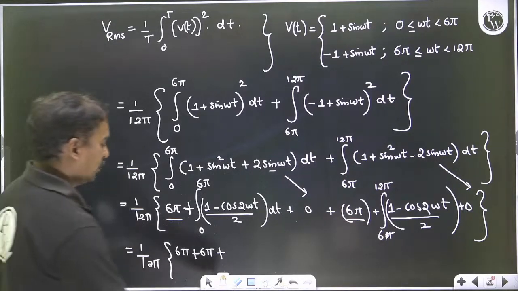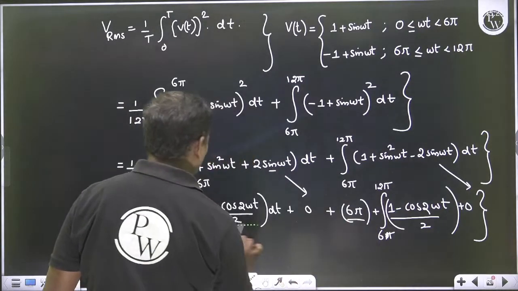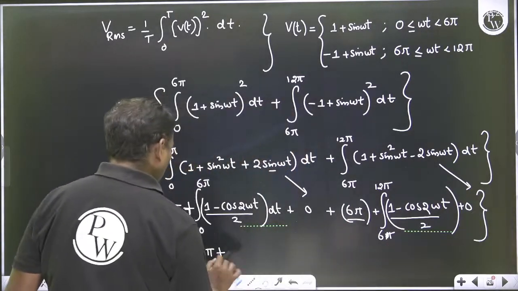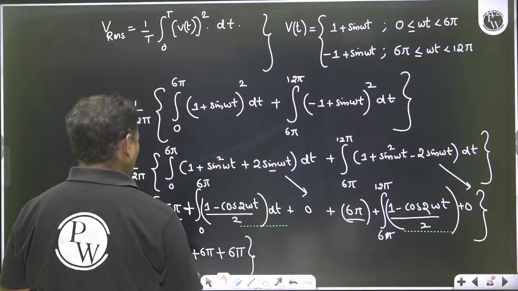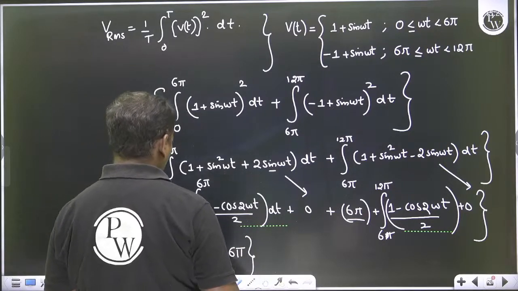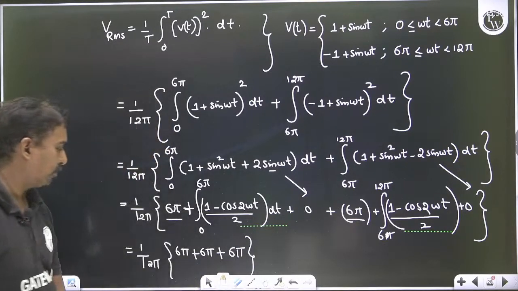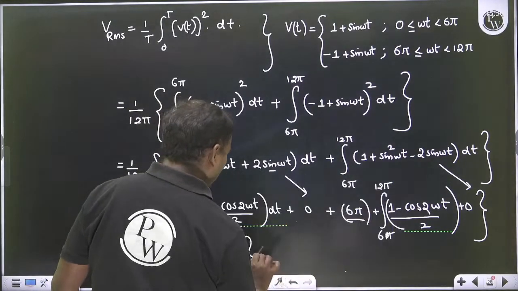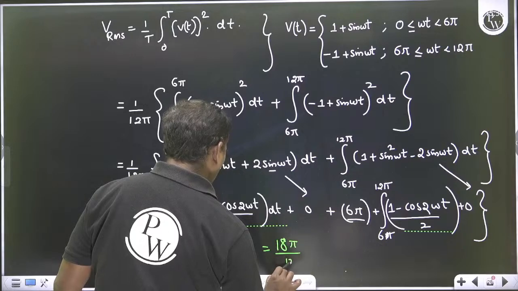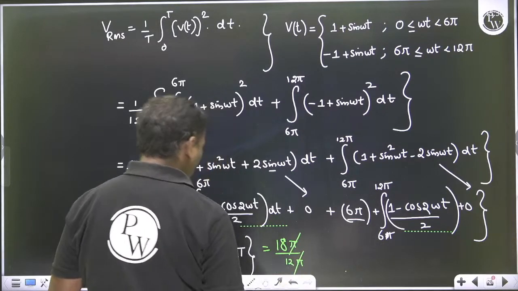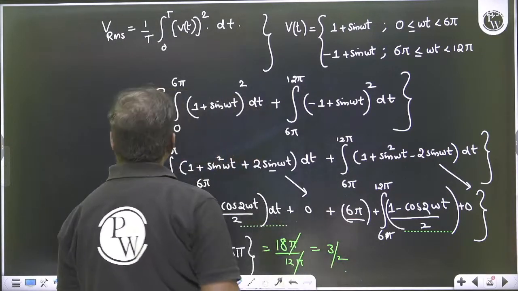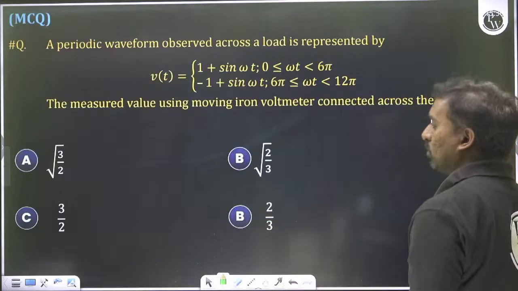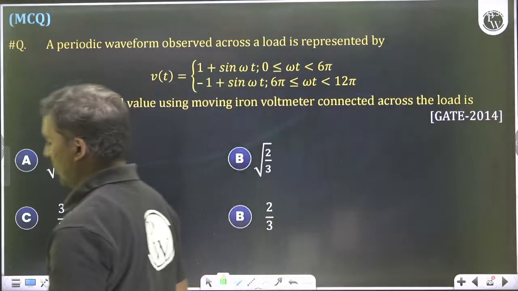So please simplify this and this. If you simplify, you are going to get 6 pi. The 12 pi gets cancelled. So what is the answer? 18 pi by 12 pi. So pi gets cancelled, and 3 by 2 is the answer, right? Option C is the right answer for this question.